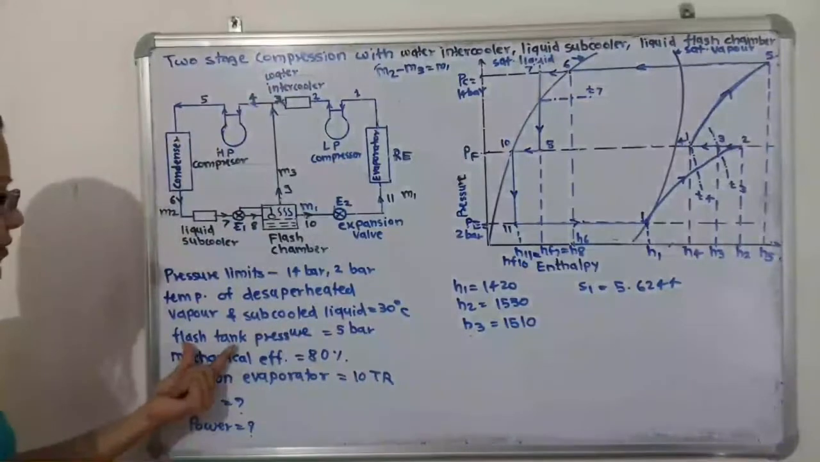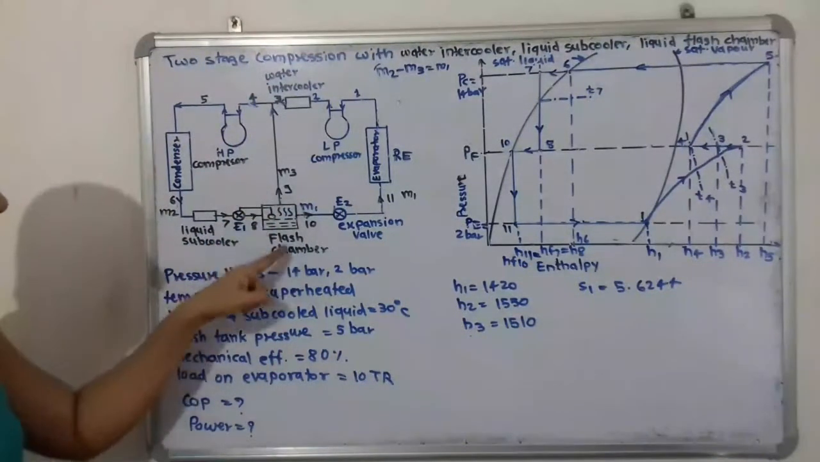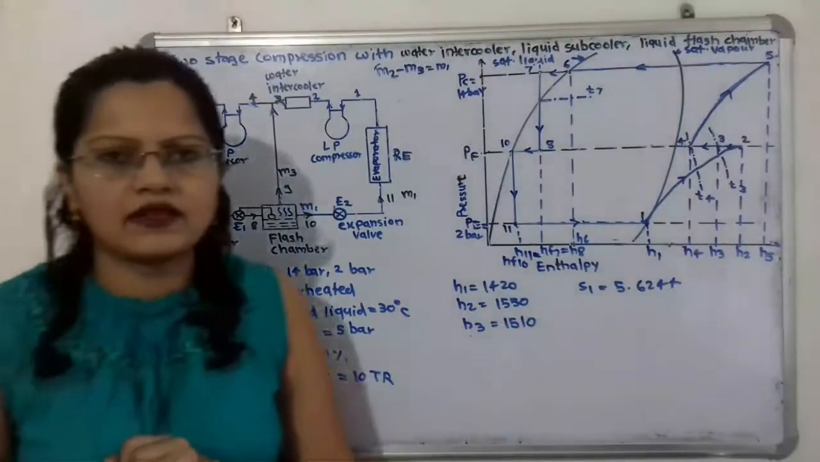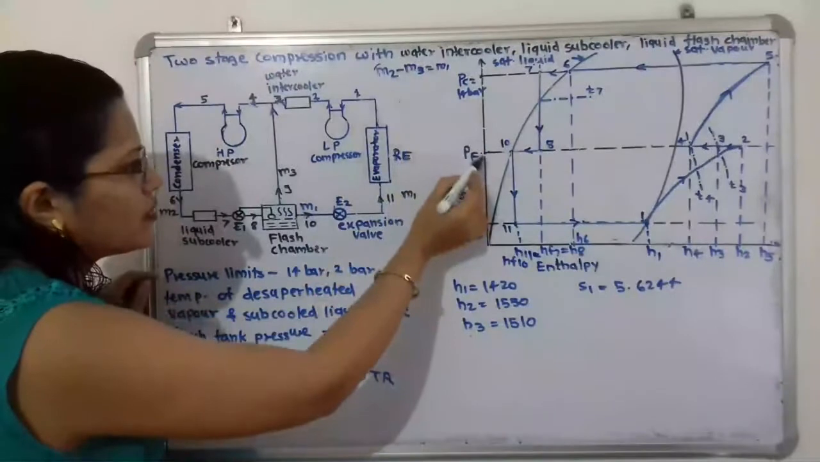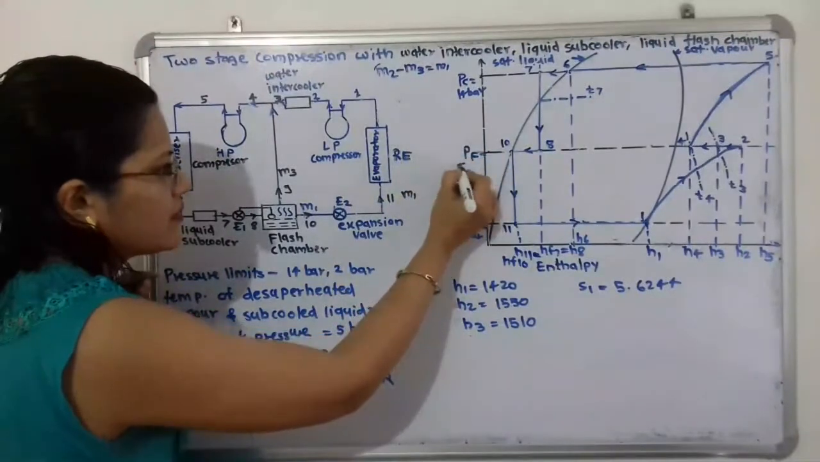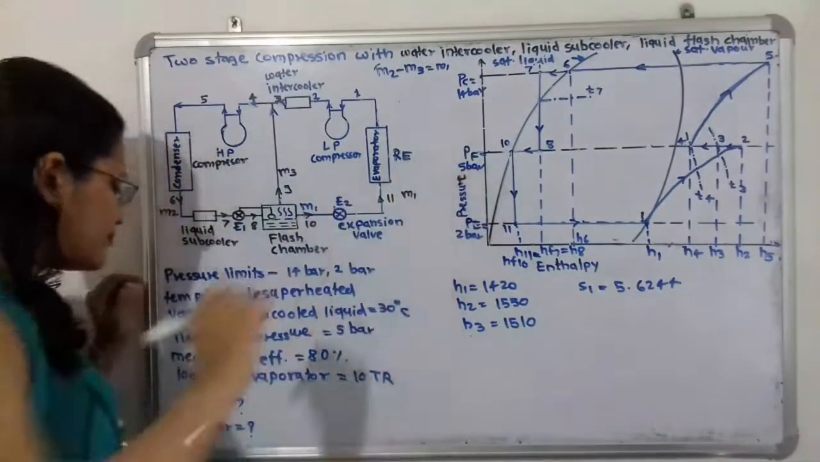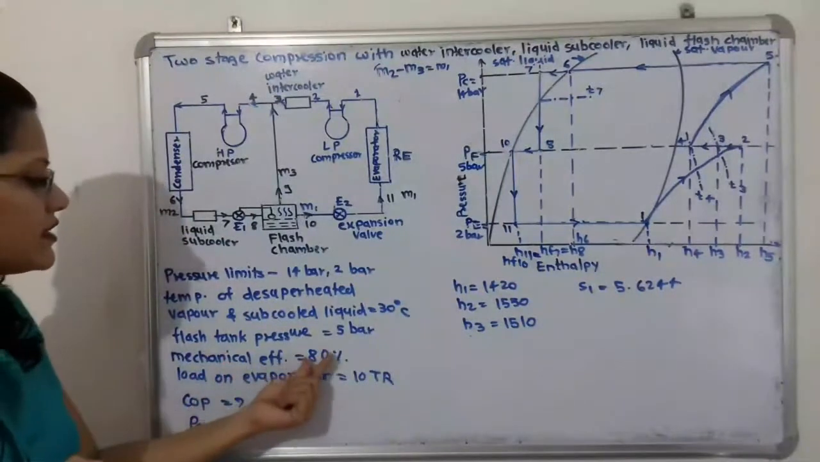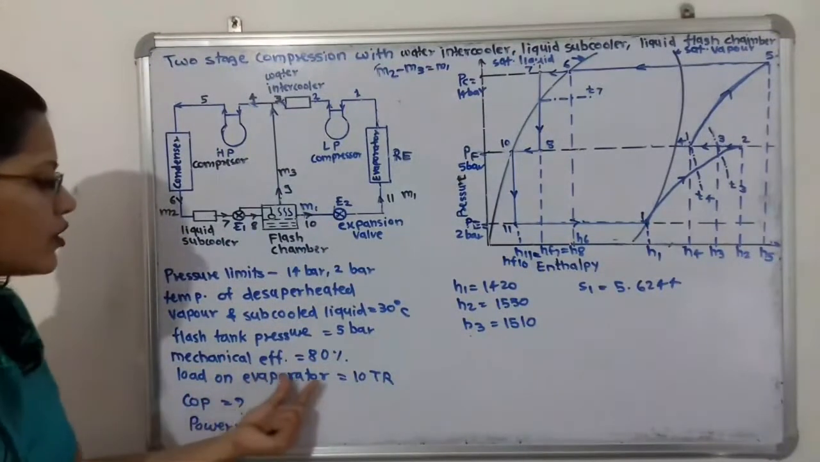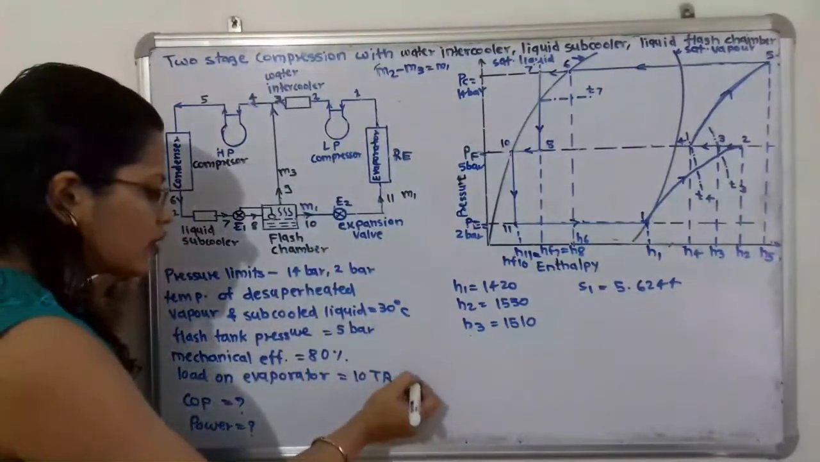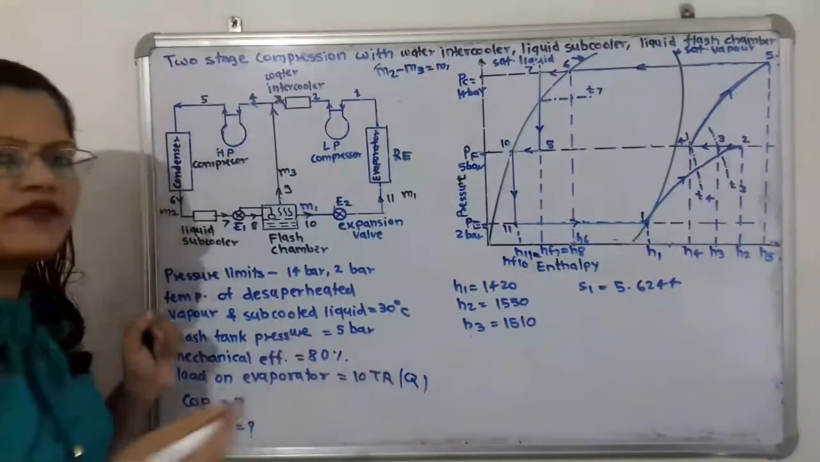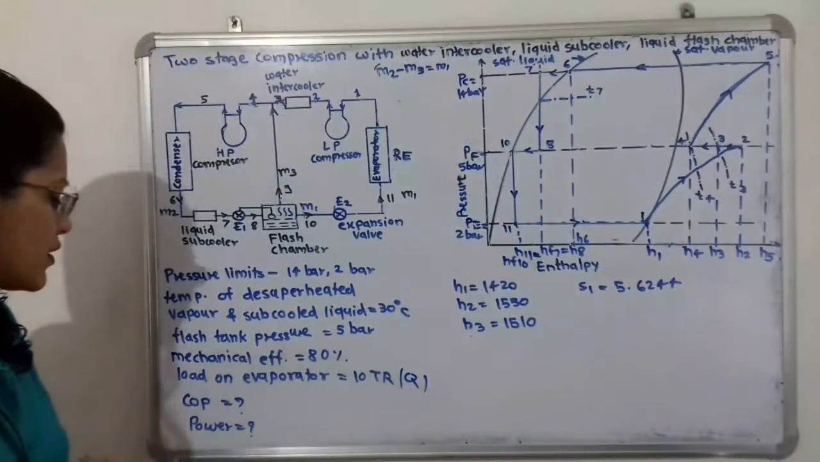Now the next is flash tank pressure. So here the flash chamber pressure is given as 5 bar. So we can say that in between this 2 bar and this 14 bar, the middle pressure is equal to 5 bar. Then the mechanical efficiency is 80% and the load on the evaporator, which we will call Q, is 10 tons of refrigeration. So 10 TR is equal to Q.